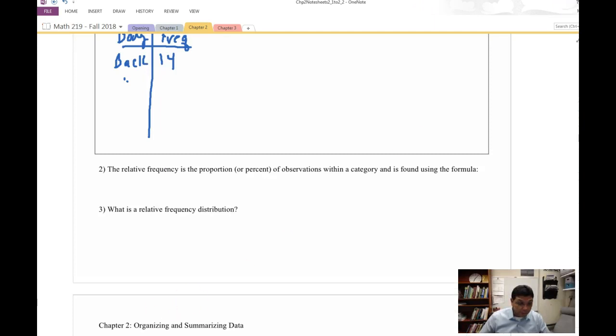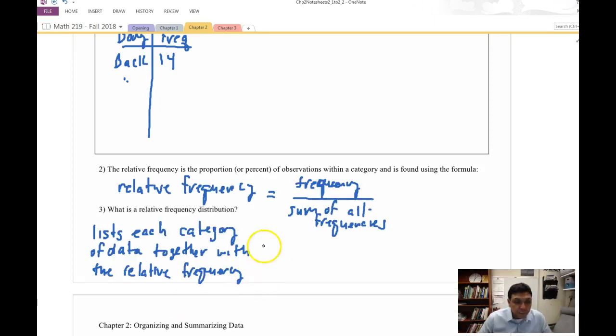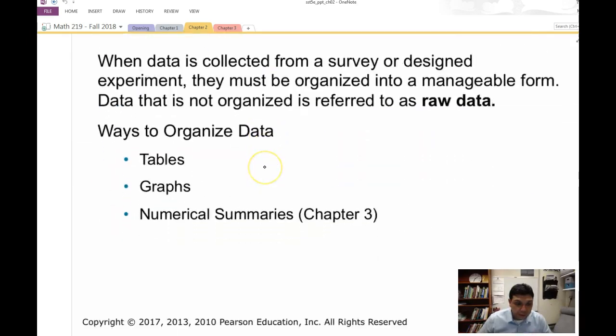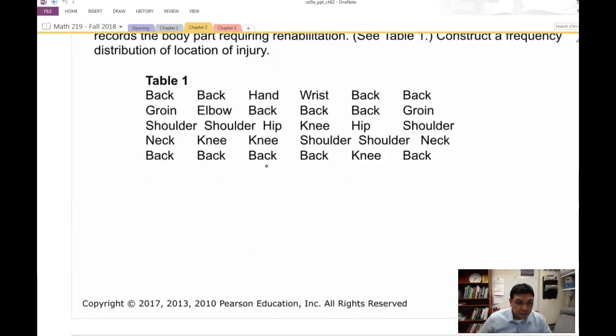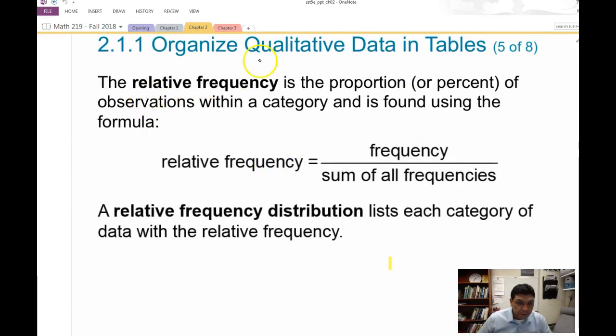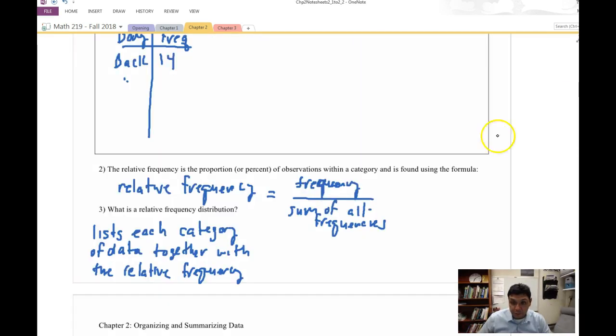So let's complete that. And so here's the formula for relative frequency. Get it either from the book or from the PowerPoints I have. It's the frequency divided by the sum of all frequencies. And if you wanted to look at it in a neater fashion, we could get to that somewhere here on the PowerPoints that I've shared with you. There we go. Relative frequency is equal to the frequency divided by the sum. And what is the relative frequency distribution? It lists each category of data with the relative frequency. So if you need to pause and get that down, you can there. Otherwise, let's continue with our notes here.